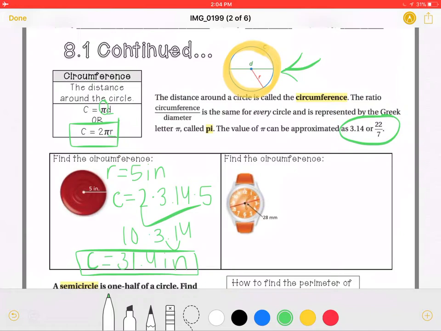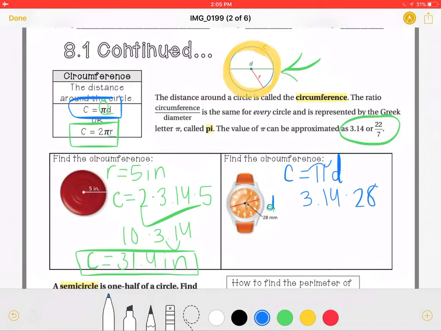All right, next, let's look at this watch. They're giving us a line all the way through and across that circle. What does that line represent? That 28 is going to be our diameter. So we are given diameter this time. So we're going to use the other equation, the one that gives us diameter. So we have circumference equals pi times diameter. So let's plug in what we know. We're going to continue to use 3.14 for pi times our diameter of 28.